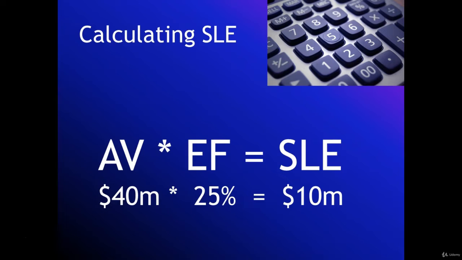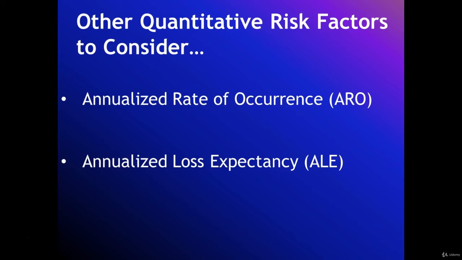The SLE, however, only gives us an idea of impact. As previously discussed, risk assessment must also consider the likelihood of a risk, and that is where ARO enters the equation, which we will discuss next. Now that we are familiar with the asset value, the exposure factor, and are able to successfully combine them to determine our single loss expectancy, let's take a look at some other important risk factors to consider.